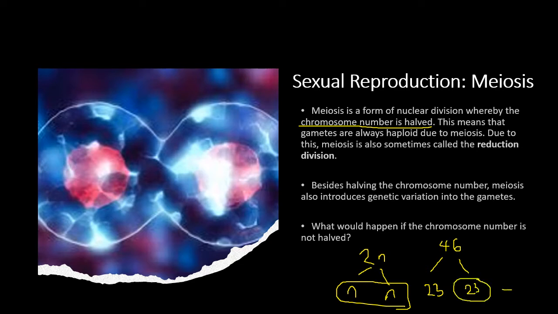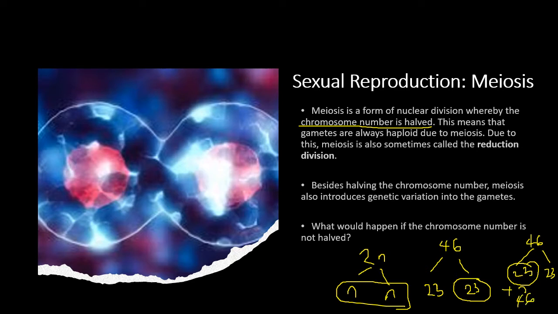If this ovum meets a sperm that has also undergone meiosis in the right way, it will also have 23 and 23 over there. And so this then means that the ovum would mix with the sperm, and that gives birth to a zygote that has 46 chromosomes.